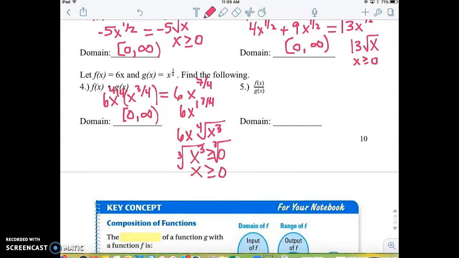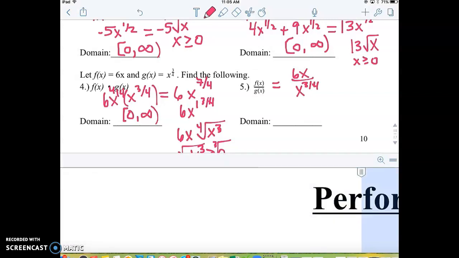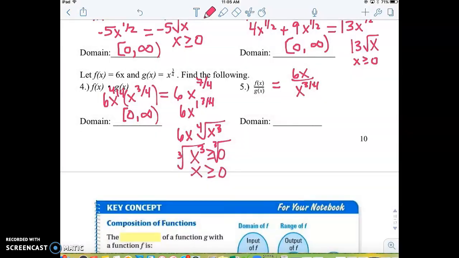Now for division, again, we set it up as a fraction. So f of x is 6x, g of x is x to the 3/4. And so now, 6 divided by 1, since x to the 3/4 doesn't have a coefficient, it's just a 1. 6 divided by 1 is 6. And you subtract your exponents. So in the top, since it doesn't have an exponent, it's a 1. We can think of 1 as 4/4.